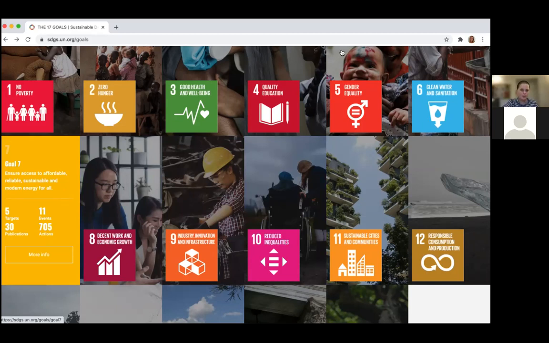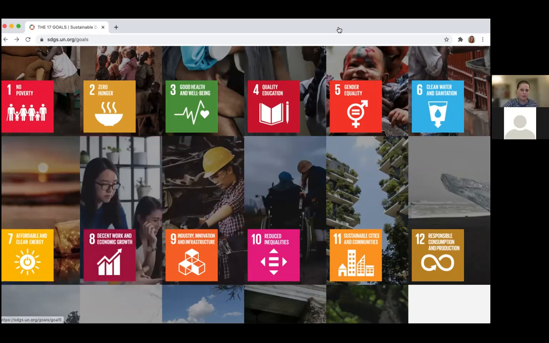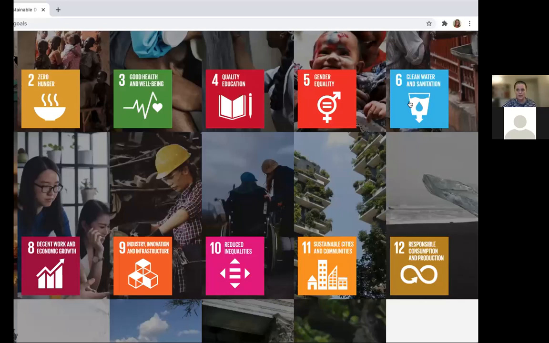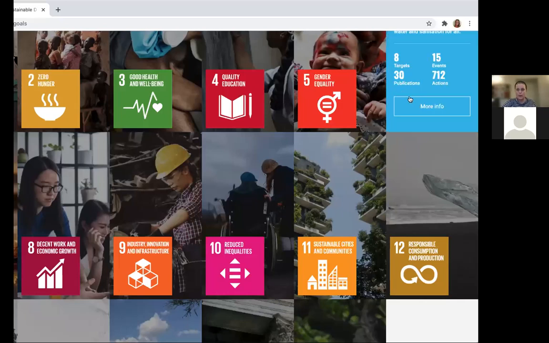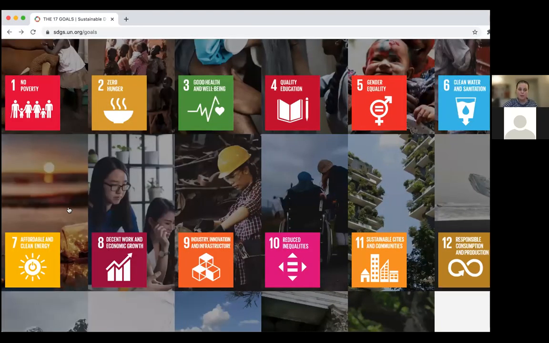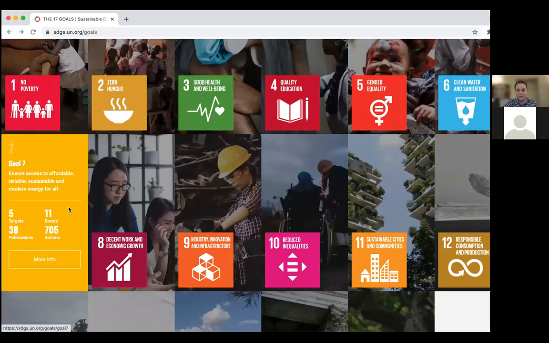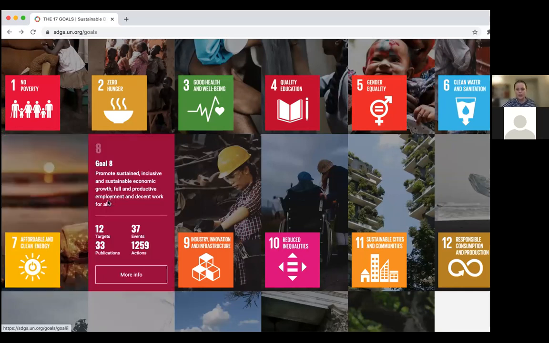Number 6 is clean water and sanitation, so access to clean and potable water and proper sanitation services, wastewater as well. Number 7 is about affordable, reliable, and sustainable energy and all the energy efficiency resources which are out there. Number 8 is the one about work and promoting economic growth.